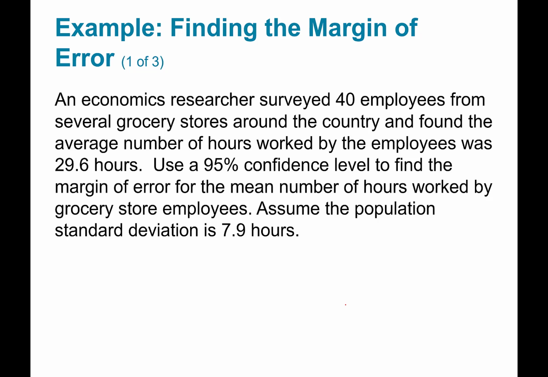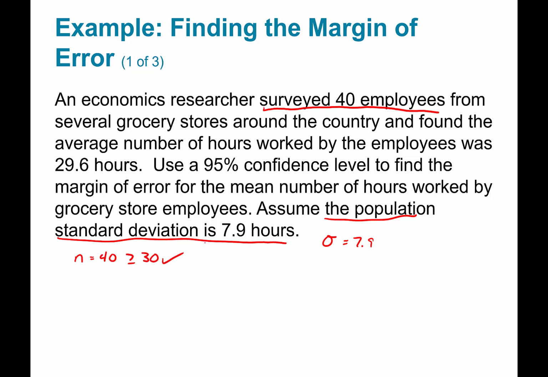So remember, first thing to ask ourselves, do we know sigma? In this case, we know the population standard deviation is 7.9 hours. So we know sigma is 7.9. And now we need to ask ourselves, does it meet the criteria for the central limit theorem? So is n greater than or equal to 30? Or is the population approximately normally distributed? So in this case, n is equal to, we surveyed 40 employees. So n is 40. That's greater than or equal to 30.